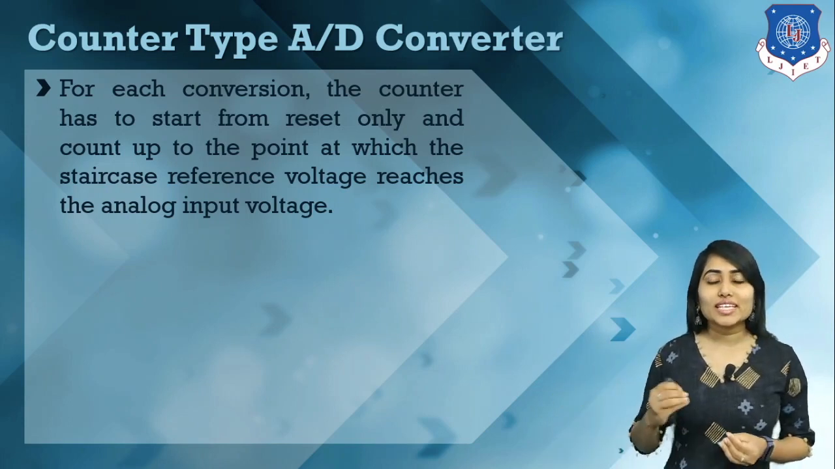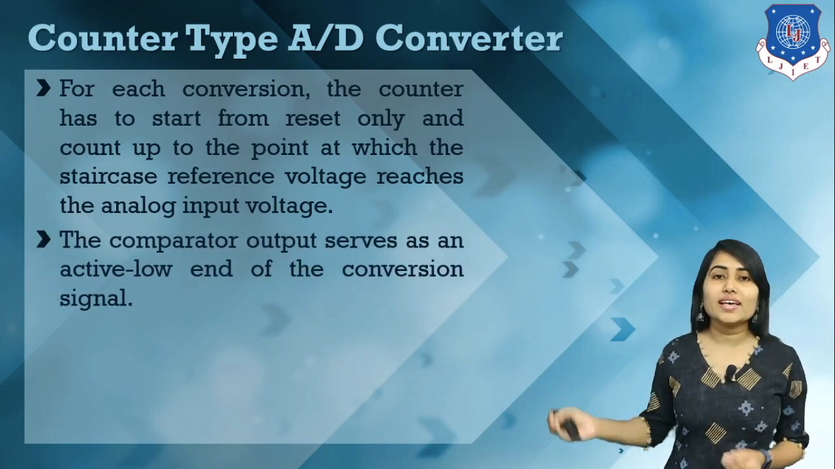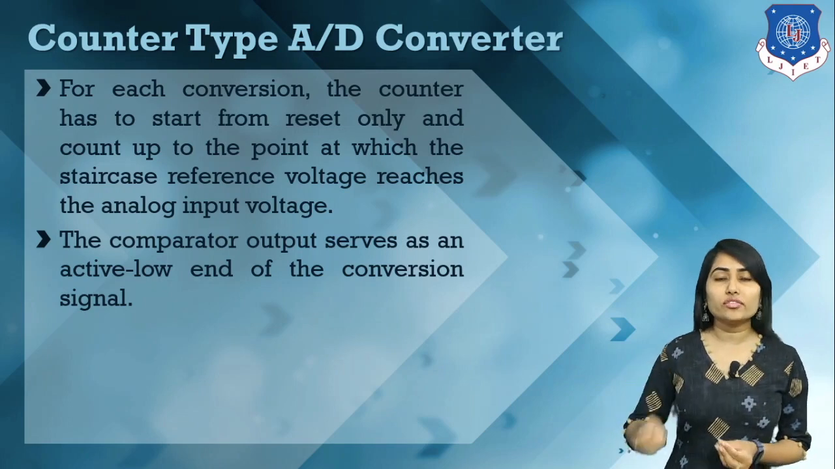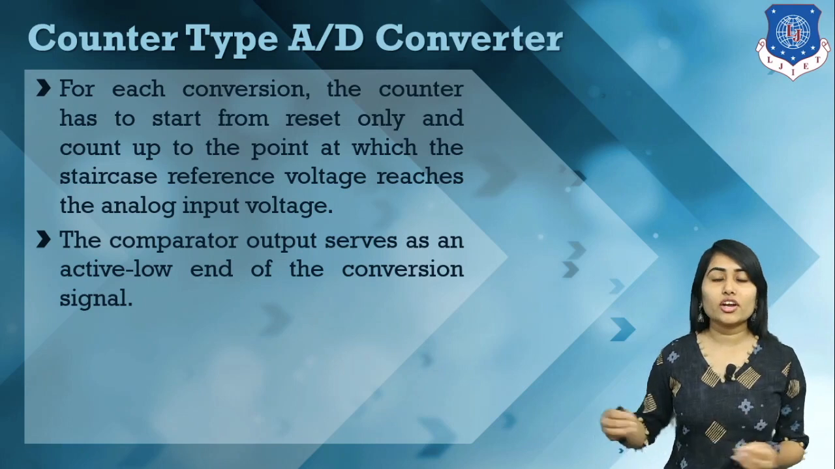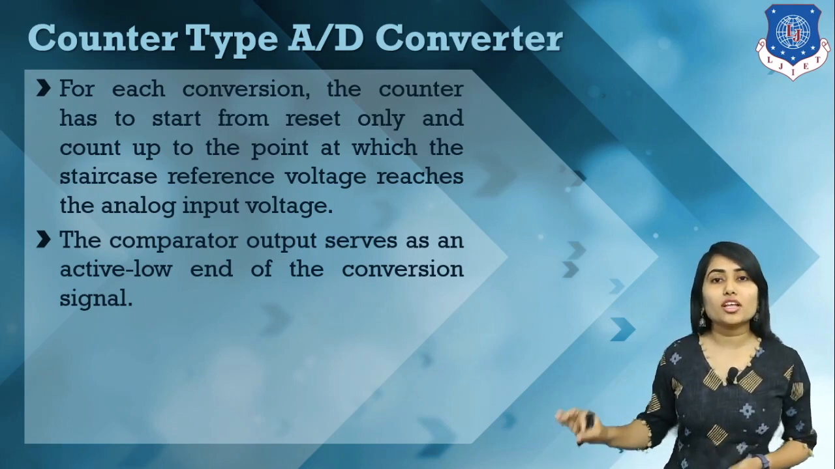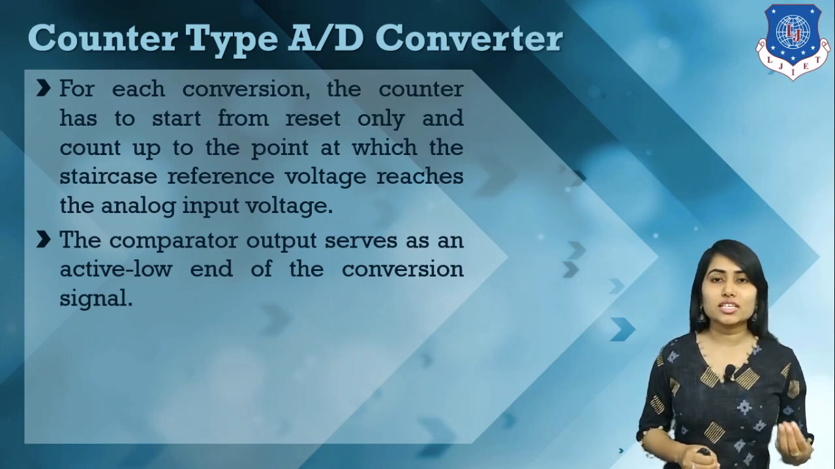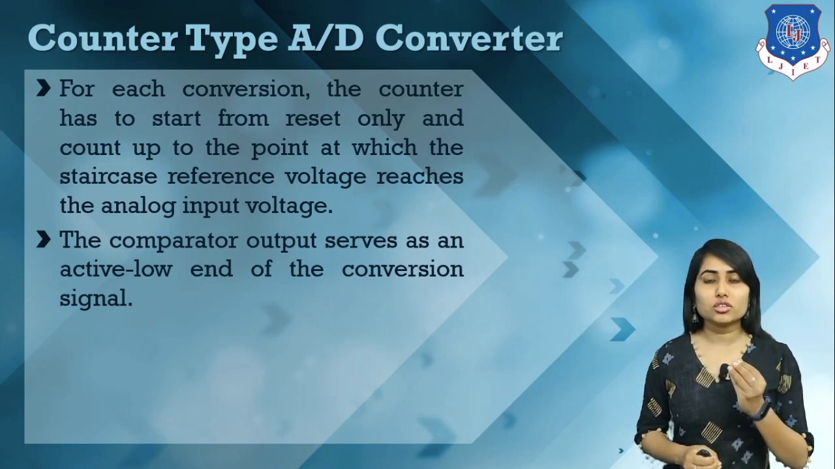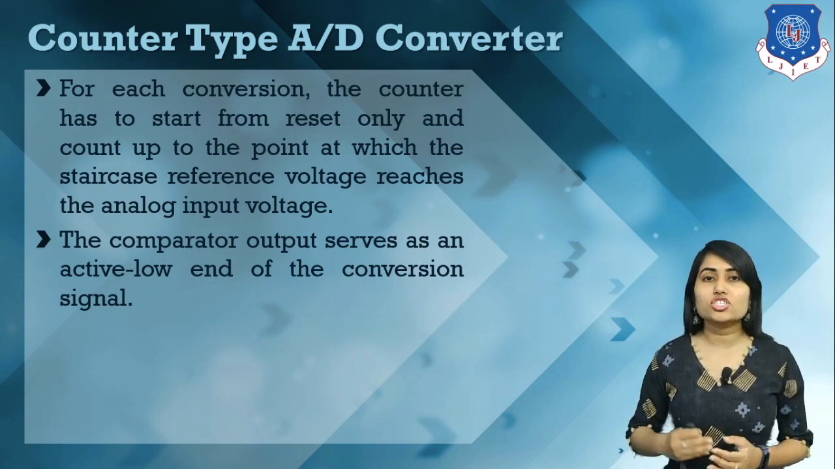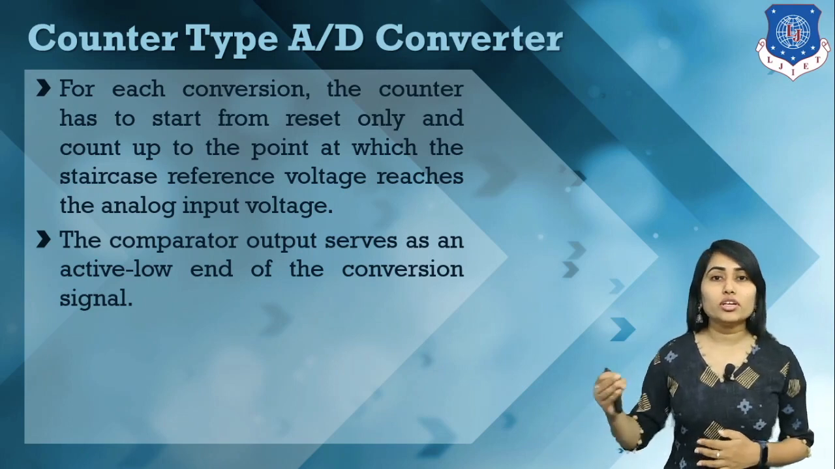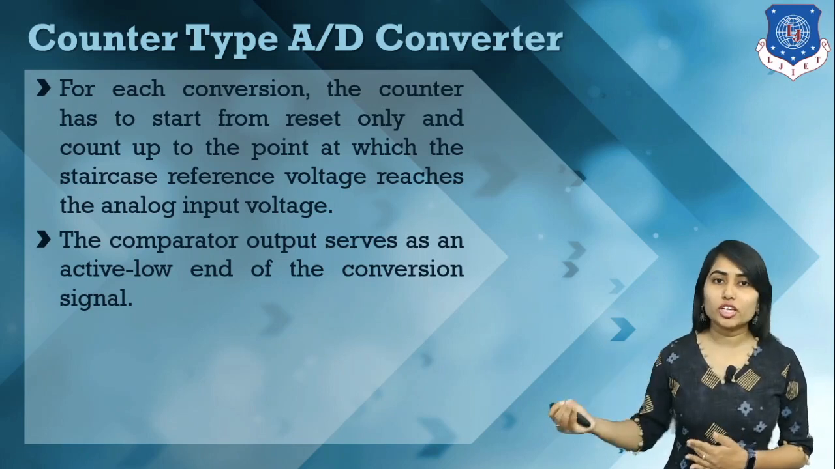Okay, so for each conversion the counter has to be reset, and here this converter has an active low end of conversion signal to the control logic circuit, to indicate whether our conversion is done. So we have an active low end of conversion control signal which is given to the control logic circuits whenever our counter stops working, for a value beyond our input voltage.